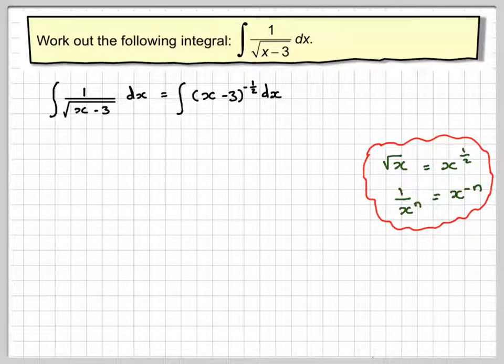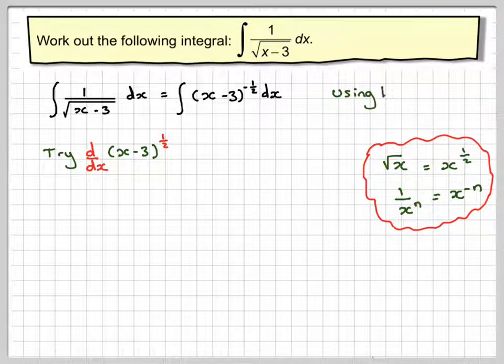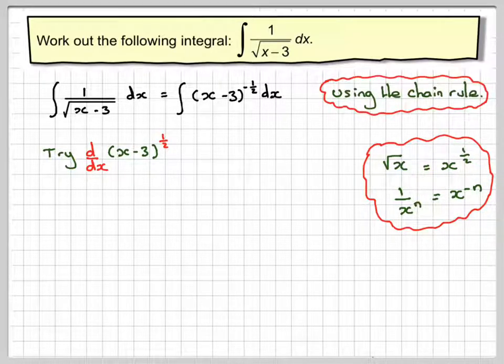Right, if we now try x minus 3 to 1 more than minus 1/2, which is 1/2, so adding 1 to the power, so we're going to try (x minus 3) to the power 1/2, and then differentiate that using the chain rule. Then bring down the half, write down the same bracket, and reduce the power by 1 to get minus 1/2. Now we've got minus 1/2, and then also differentiate the bracket in this case, which is 1, which won't make any difference, but don't forget to differentiate the bracket.